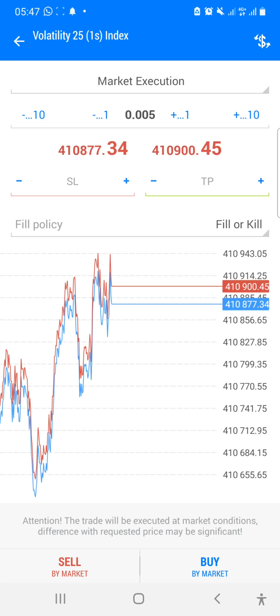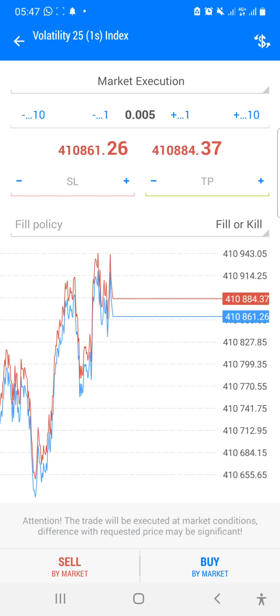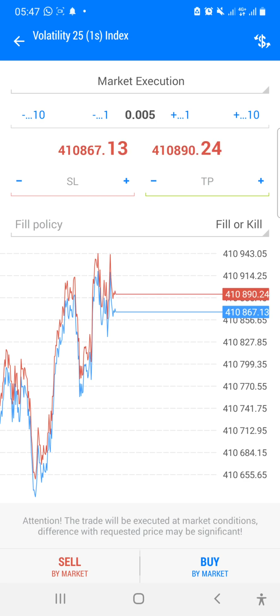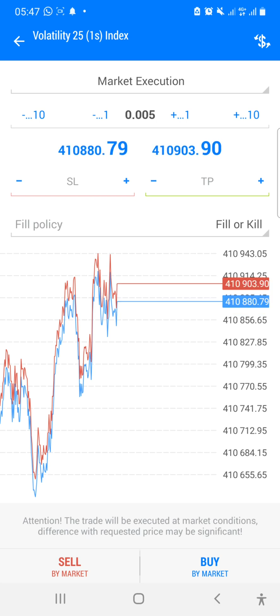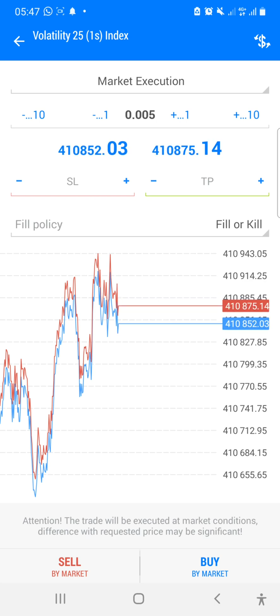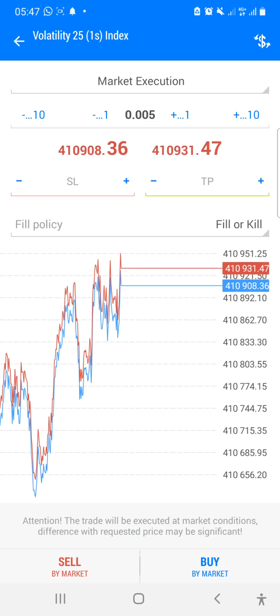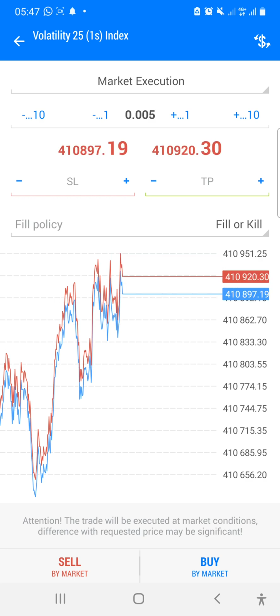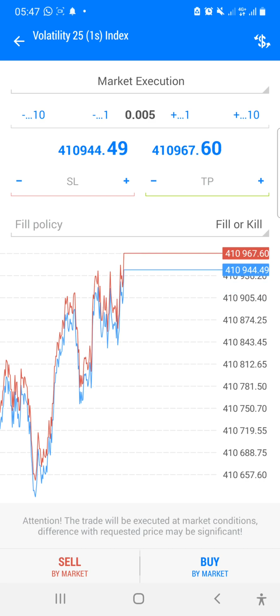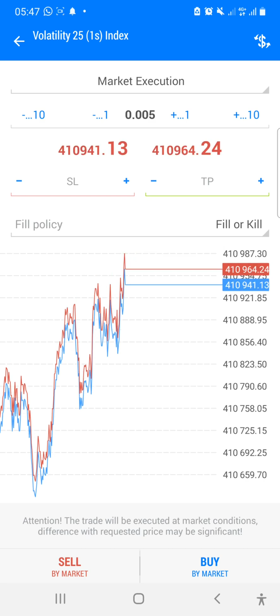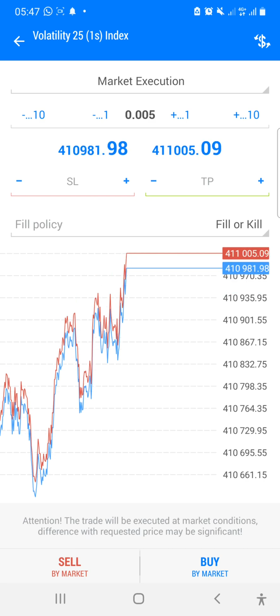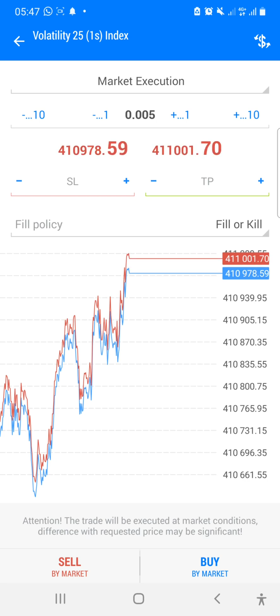So if I use 0.01, it means $0.1 per pip. $0.1 times 600 is what? 60. But I will not be making more. It will not be 0.1 times 3,200. That's what? $320. If I use 0.5 on this trade, that will be what? 0.5, that's $5 per pip times 600. That means you'll be risking $6,000.